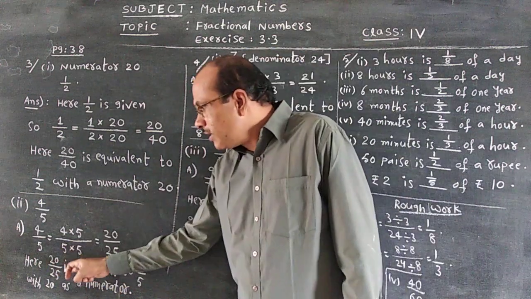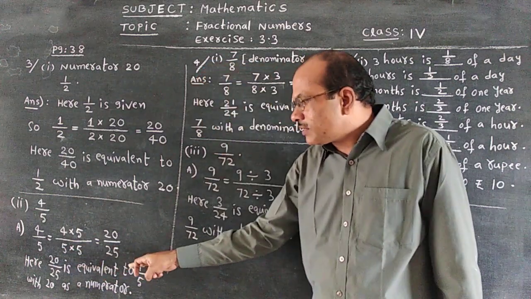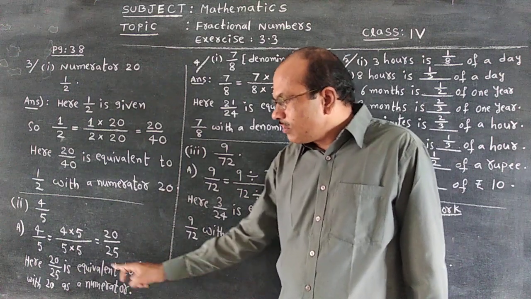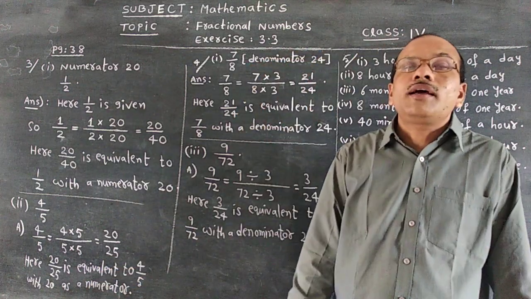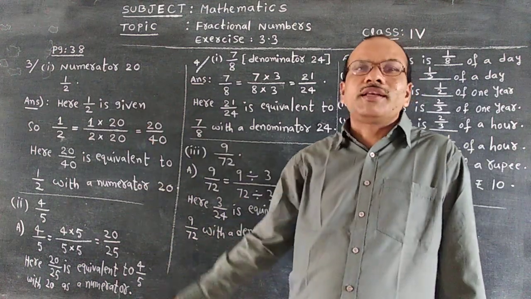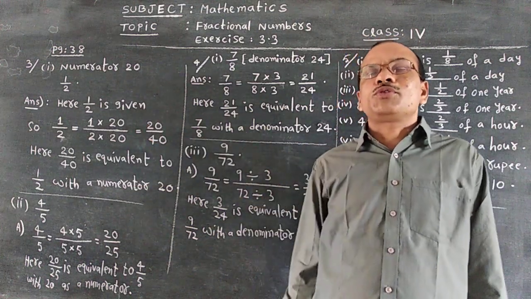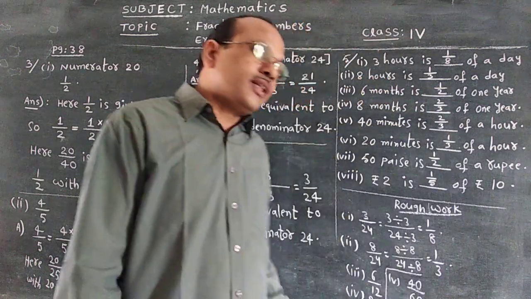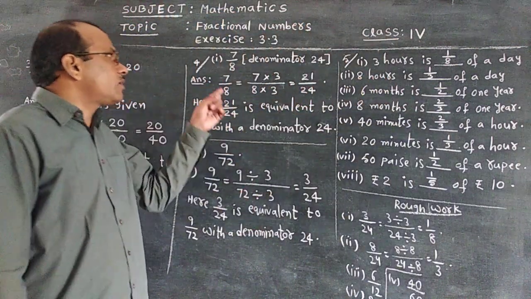Last step. Here 20 by 25 is equivalent to 4 by 5 with 20 as the numerator. Am I correct? I hope these sums are easy for you. The remaining 2 sums you should practice by yourself. Let us see another model. The same model only, but other questions.